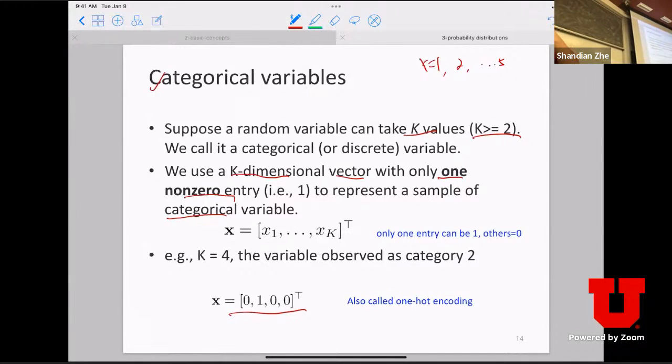All elements are 0, except one element is non-zero. The position where you have non-zero indicates the value of the categorical random variable. So if you got 0, 0, 1, 0, it just means x takes the value of the third category. This is called one-hot encoding. In many papers, like in deep learning or embedding, the word one-hot encoding appears quite often. It just says I'm going to represent those categorical variables in this form. Any questions so far? Everyone is comfortable? Okay.